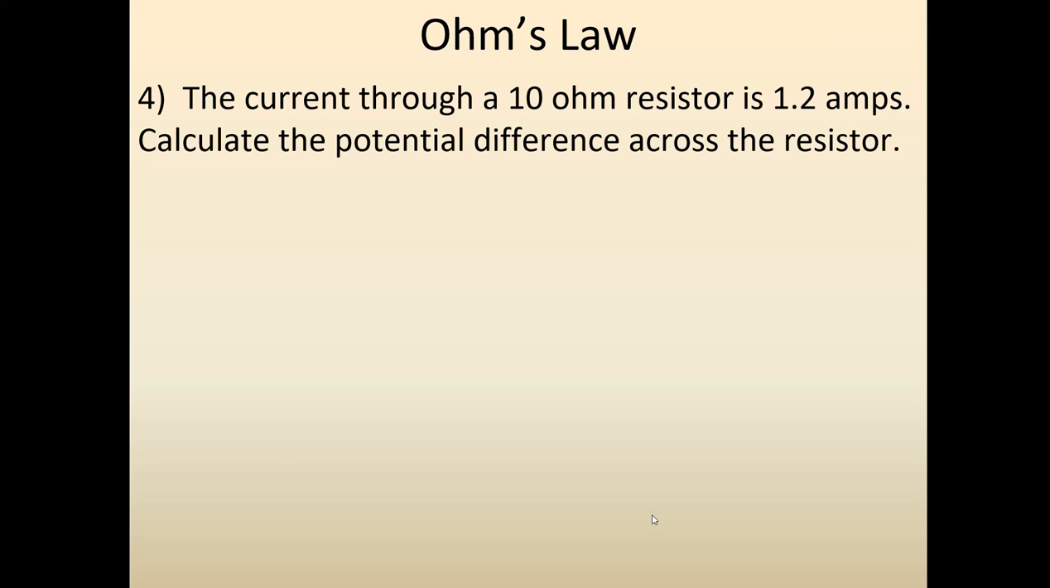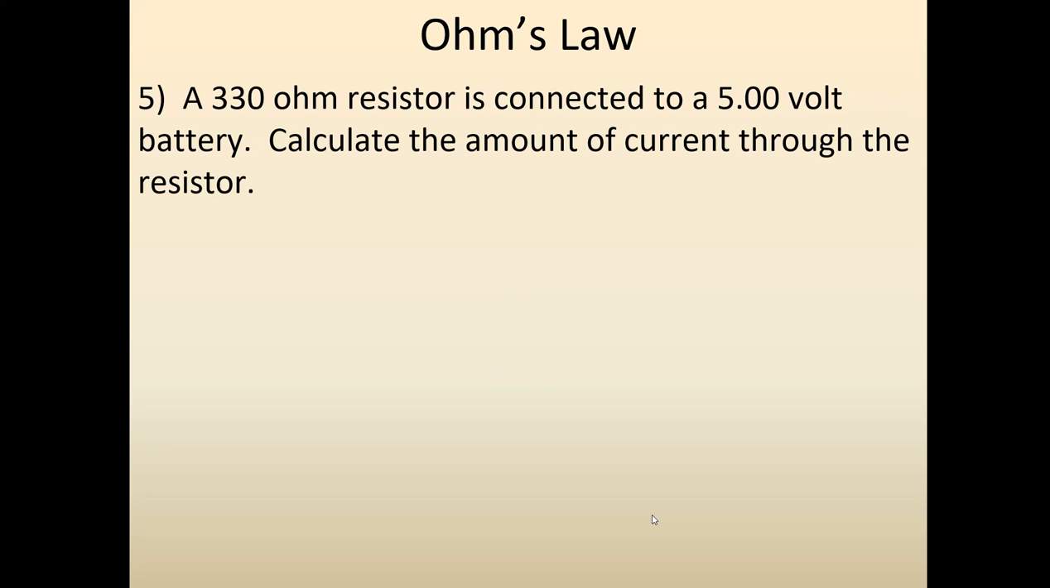So we'll do some practice. Pause the video, work it yourself, and we'll go over it in a second. All right, so here we have the current and the resistance. So they want the voltage or potential difference. So V equals IR, plug our numbers in, and we get 12 volts. Easy peasy. Here's the next one.